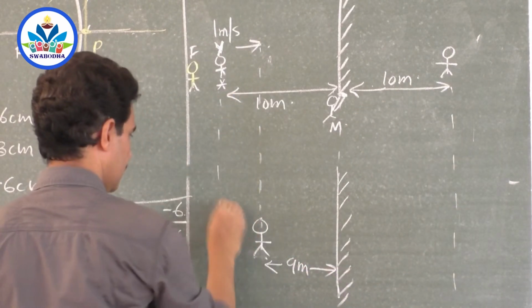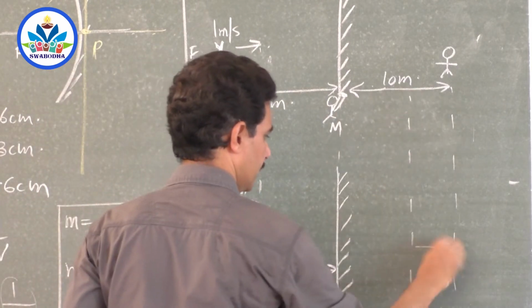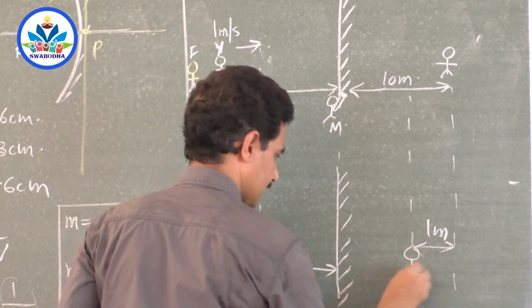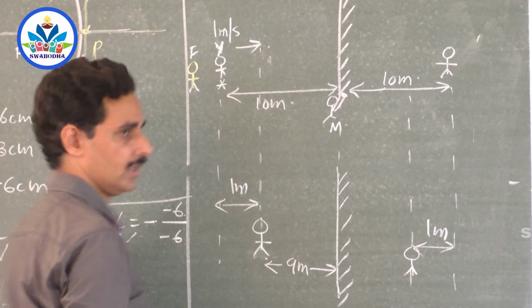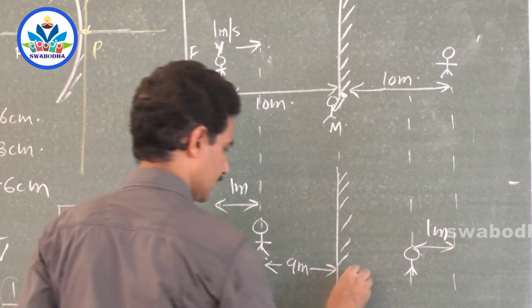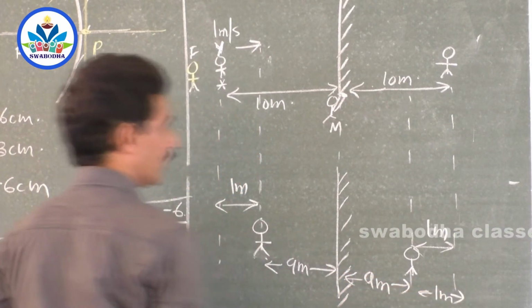So this is 1 meter, right? And the image will also move by 1 meter forward. Don't think that we are simply exaggerating things. It's such an easy problem. Why is it to be discussed so much? Finally it becomes very complicated. So this is also 9 meters. The image will also move by 1 meter forward.